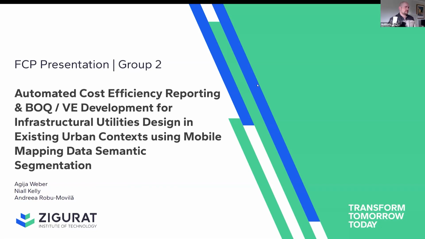Good evening, everyone. Welcome to the FCP presentation for Group 2. Today we're going to talk through automated cost efficiency reporting and bill of quantity / value engineering development for infrastructural utilities design in an existing urban context using mobile mapping data semantic segmentation.